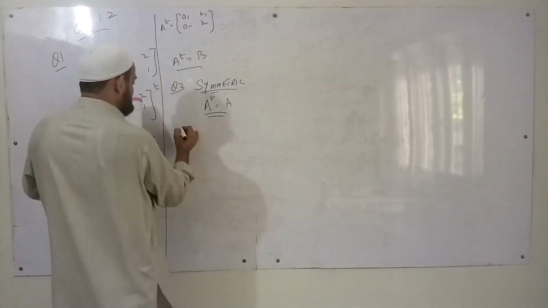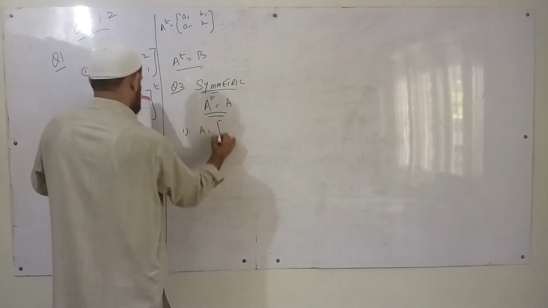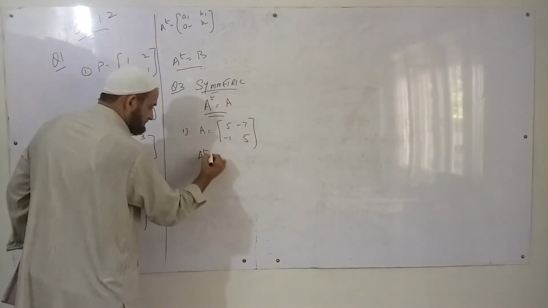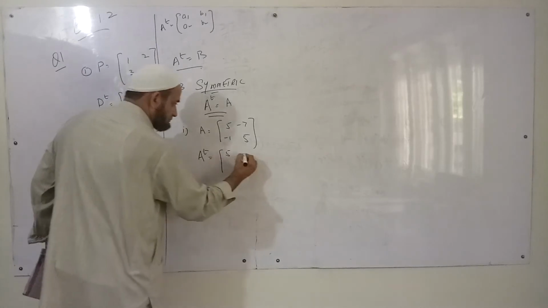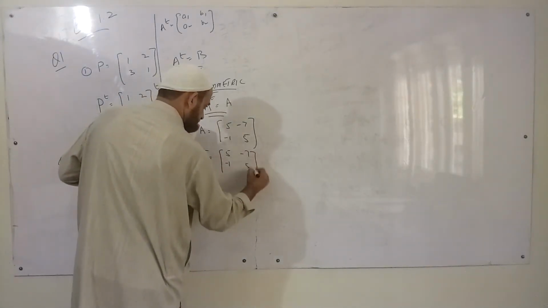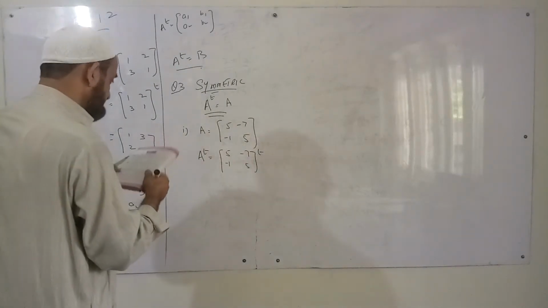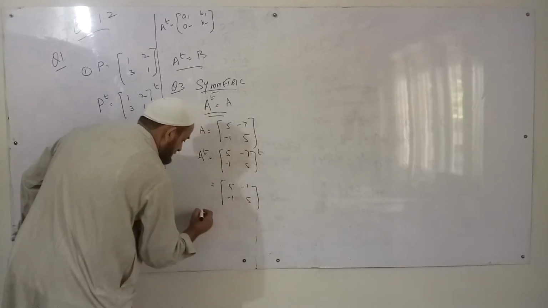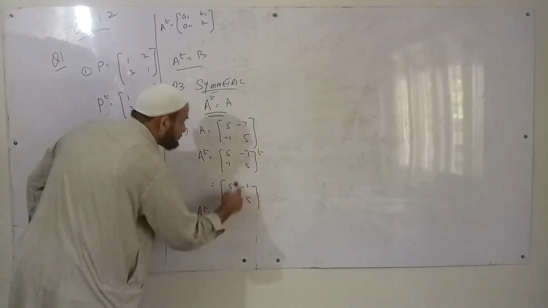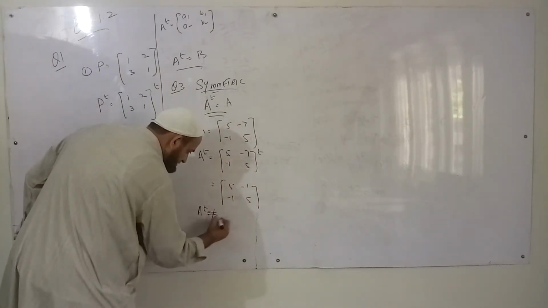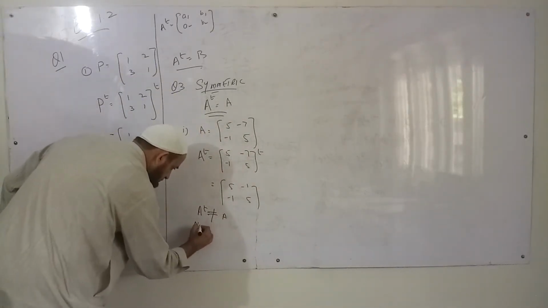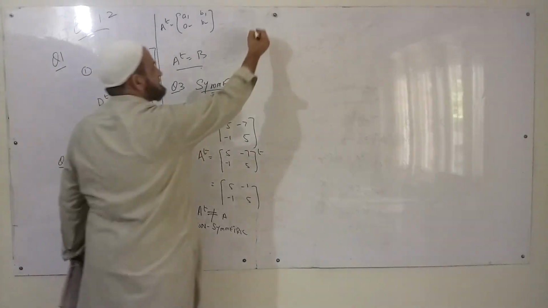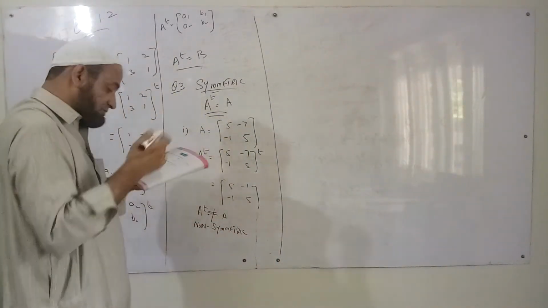The first part, question number 3, first part. A is equal to 5, minus 7, minus 1 and 5. We take their transpose. Now, first row changes to first column, second row to second column. This means A transpose is not equal to the matrix A. So it is non-symmetric.